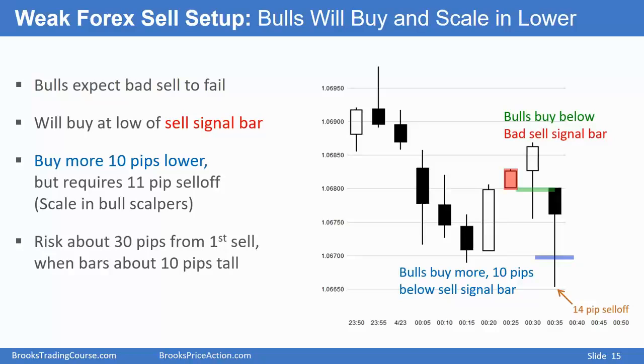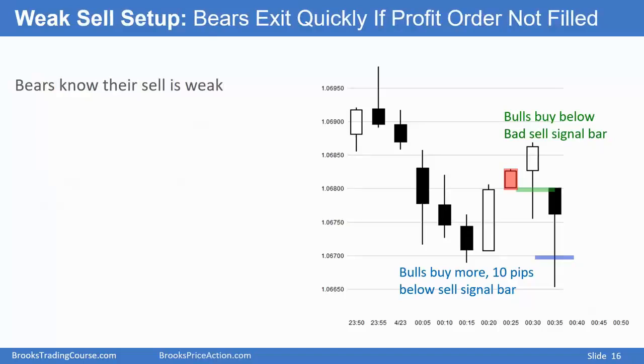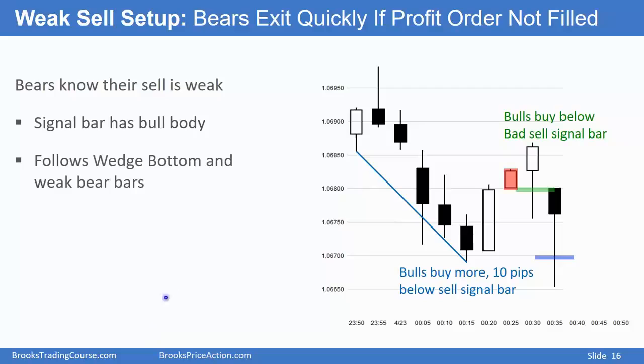Most traders should not be doing this. They certainly should not be doing the scaling in. Experienced traders do it regularly. The bears know that selling below this bar is a bad short, probably not going to be profitable. We have a bull body and consecutive bull bars and a weak sell-off. Arguably a wedge, 3 lows, 1, 2, 3. Might get a couple legs sideways to up.